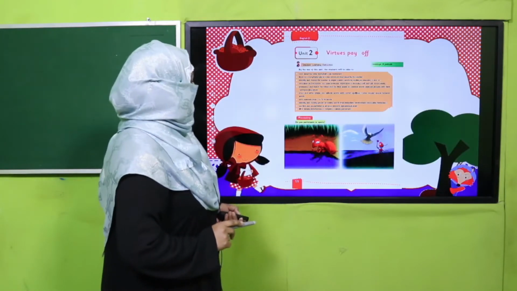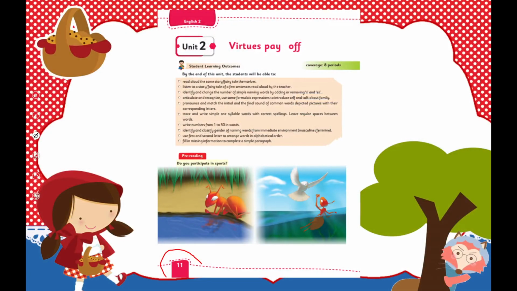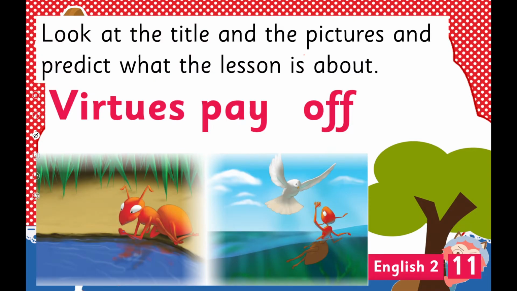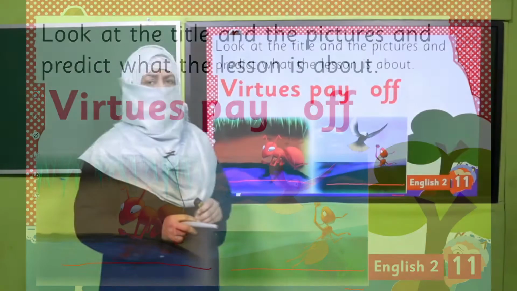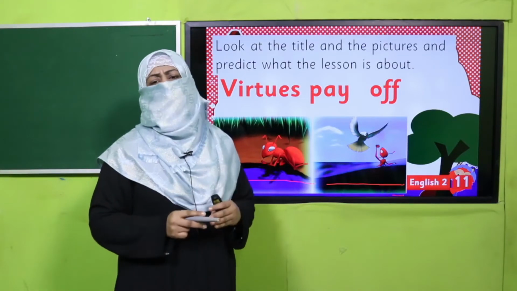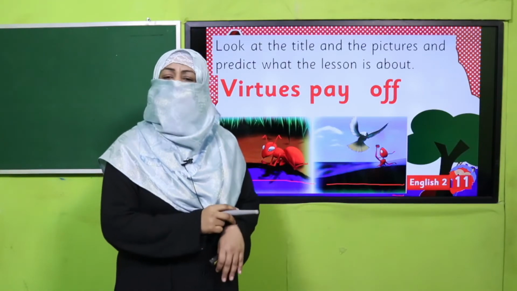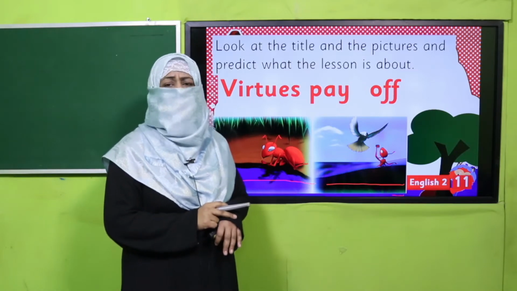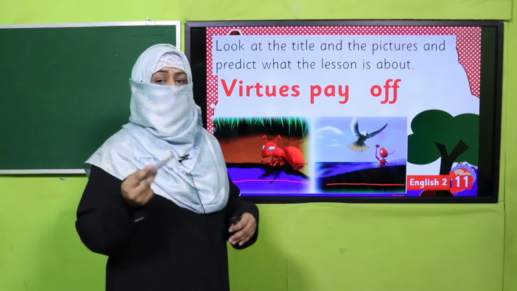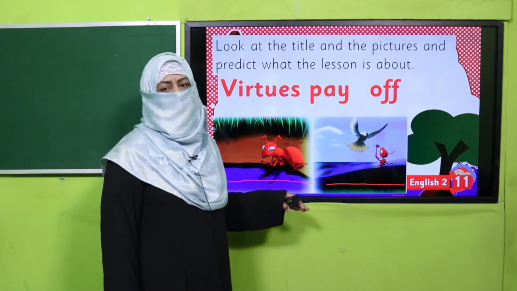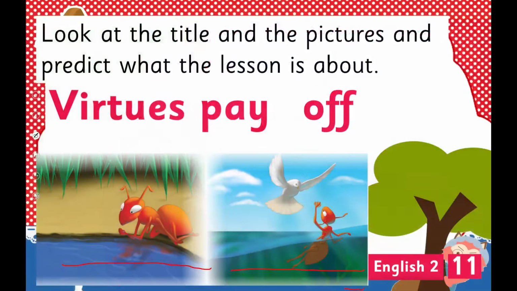Let's open your book on page number 11. The title of Unit 2 is Virtues Pay Off. First, all of you, look at the pictures given and try to predict this story. Try to guess what this story is all about. Teachers, kindly pause the video and make every child guess. Whatever comes to their mind, let them speak. It may be correct, it may be incorrect, but it's okay. Pause the video and take the answers.